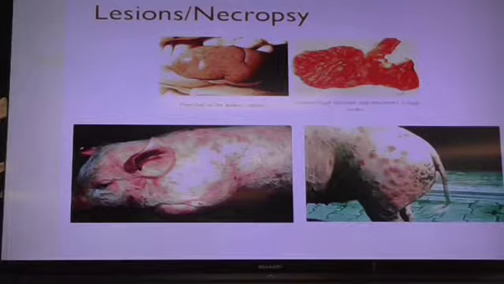Petechiations, and then you can possibly have hemorrhage of the intestines and mesenteric lymph nodes. And again, what we showed you earlier is these diamond-shaped lesions that you see here and over here, and that's almost pathognomonic.